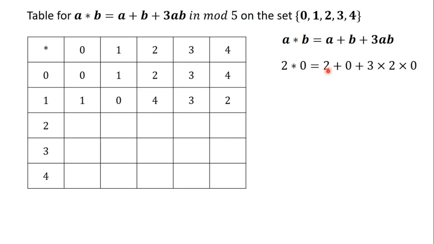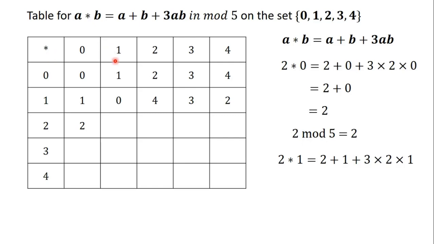2 star 0 is equal to 2 plus 0 plus 3 times 2 times 0. This will give us 2 plus 0, and 2 plus 0 is equal to 2. 2 mod 5 is 2. The next one is 2 star 1. 2 star 1 is equal to 2 plus 1 plus 3 times 2 times 1. And this is equal to 3 plus 6. 3 plus 6 is 9. 9 mod 5 is 4.